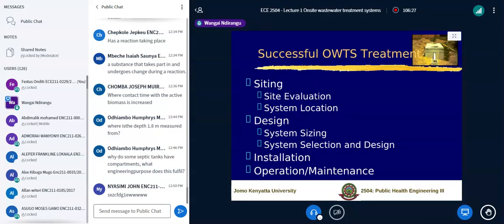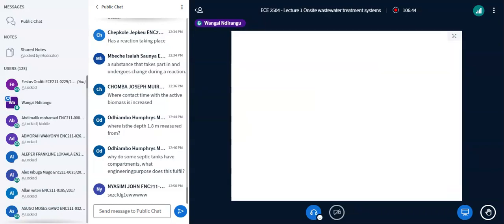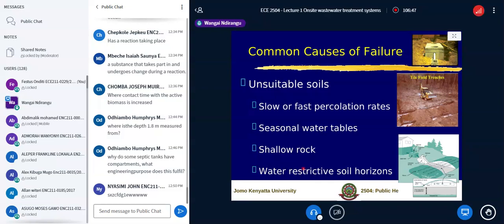So what are the things that affect the successful siting of an on-site wastewater treatment system? Of course, there is a proper site evaluation, the design of the system, the proper installation, and operational maintenance. And what are the common causes of failure? Unsuitable soils. We have discussed that. Shallow rock, restrictive horizons, very fast or very slow percolation. If it is very fast, it means it goes down very quickly without filtration and without proper treatment. And we have said that the soil is both a treatment and a dispersal media. And also high water tables.